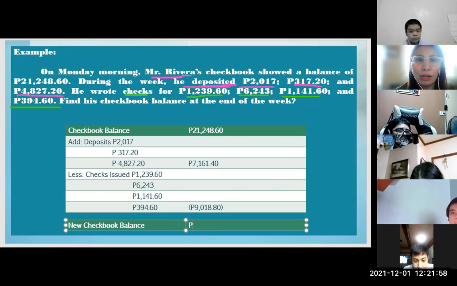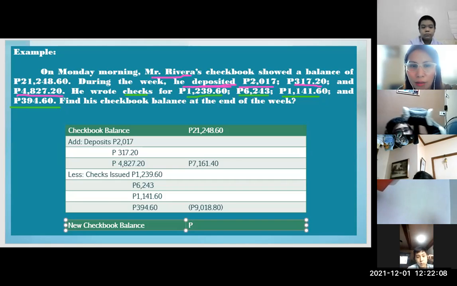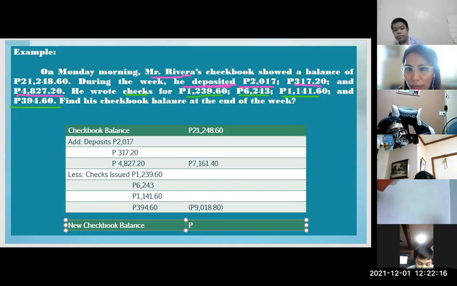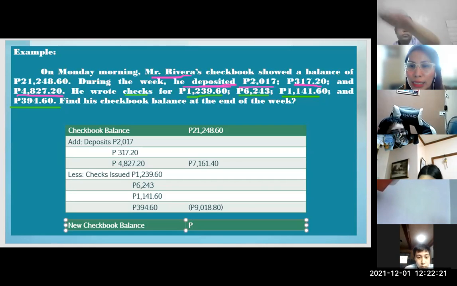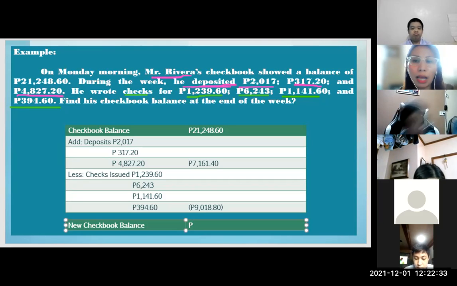Want to answer? Kaya magkaiba yung answer ni Carlo and Arkin. How was that? It's different. Again, sige, answer ulit. Compute ulit. What's the new checkbook balance then? Magkaiba po yung answer. It's different, Carlo and Arkin. So, based on the chat, kaiba po. Sige, ulit.